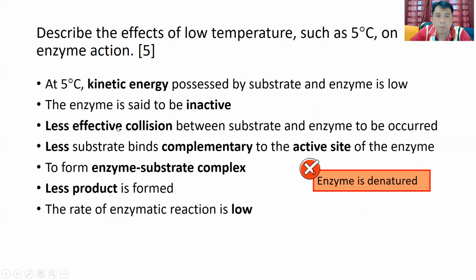Less effective collision between substrate and enzyme occurs, so less substrate binds complementary to the active site of the enzyme to form the enzyme-substrate complex. That means less enzyme-substrate complex is formed and less product is formed. Then at the end, the rate of enzymatic reaction is low. So this is at low temperature.